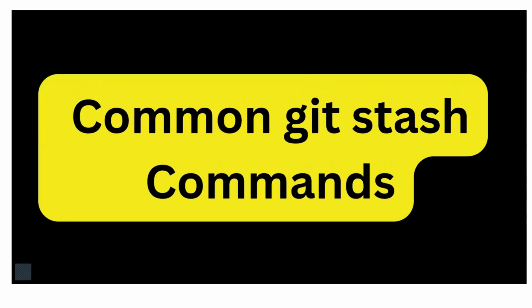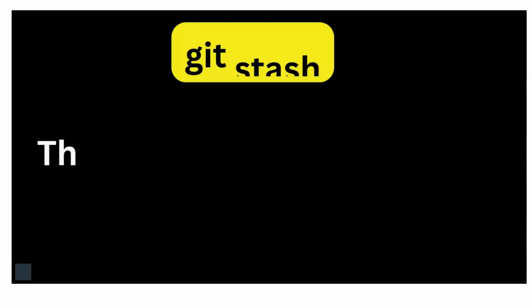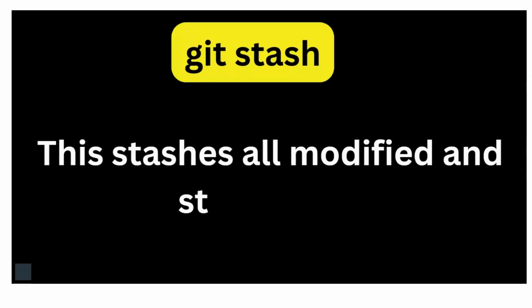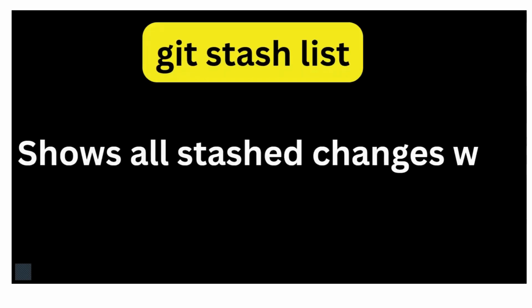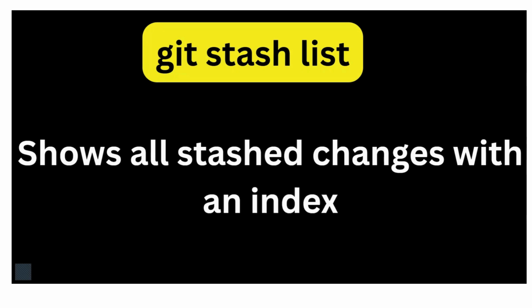If you want to save the changes, then we have Git stash. This stashes all modified and staged files. Then if you want to list the stashed changes, we have Git stash list. It shows all stashed changes with an index.